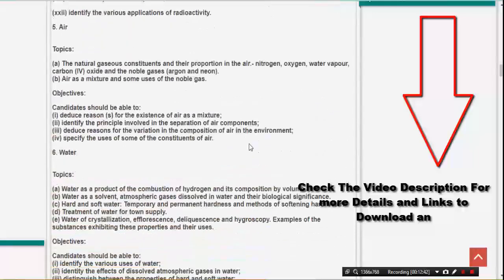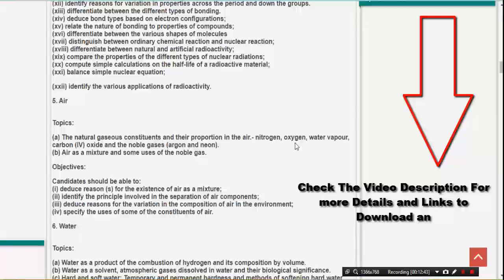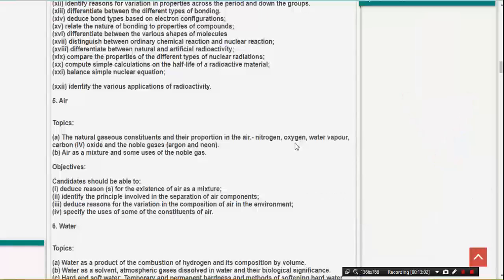Now section 5 is air. The topics there are the natural gaseous constituents and their proportion in the air: nitrogen, oxygen, water vapor, carbon(IV) oxide, and the noble gases, argon and neon. Air as a mixture and some uses of the noble gases.